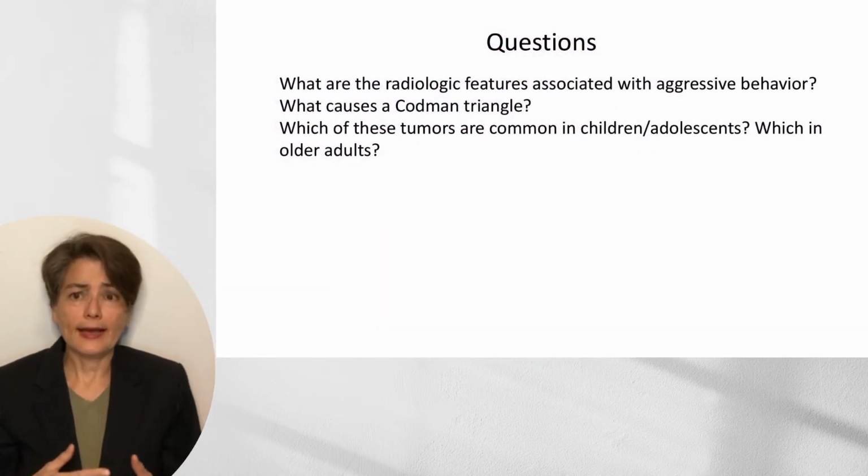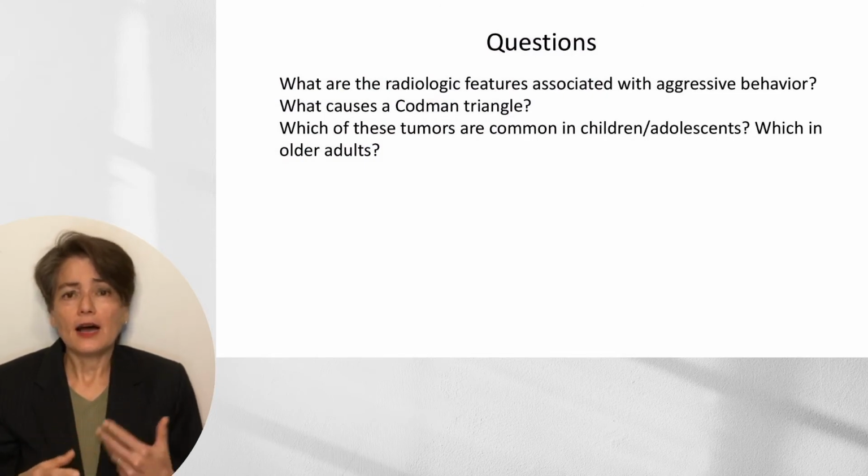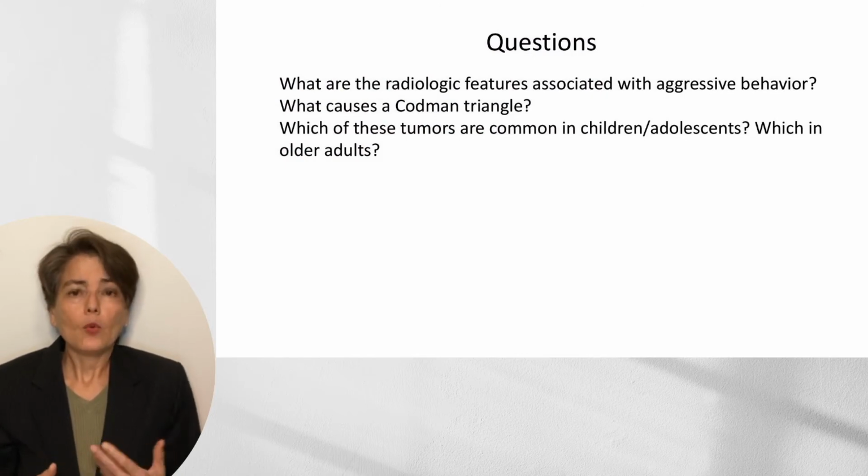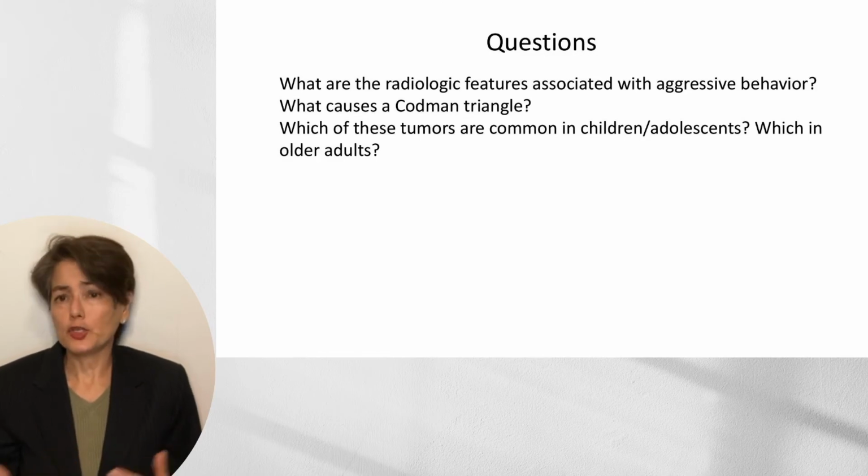So this brings us to the end with the questions, and I'd like to ask you, what are the radiologic features associated with aggressive behavior and also with benign behavior? What causes a Codman triangle? And which of the tumors we've discussed are common in children and adolescents and which in older adults?